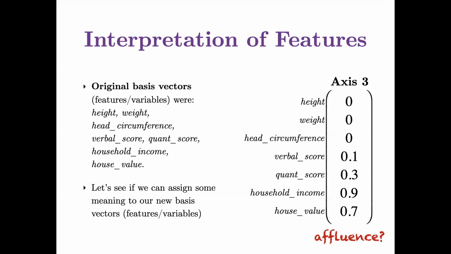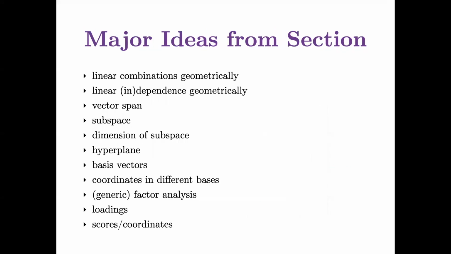We'll get a lot more practice with this in the weeks to come. The major ideas that we've talked about this week are linear combinations, linear dependence and independence, which motivated our discussion of vector span, which motivated our definition of subspace and the dimension of the subspace, hyperplanes, basis vectors, coordinates. We even ran a generic factor analysis. We'll do a lot more of that, as I said. And these very important terms at the bottom, loadings and scores or coordinates.